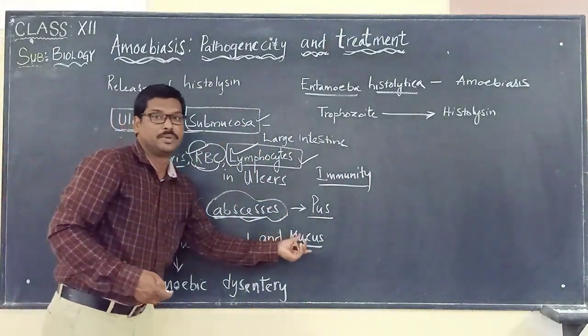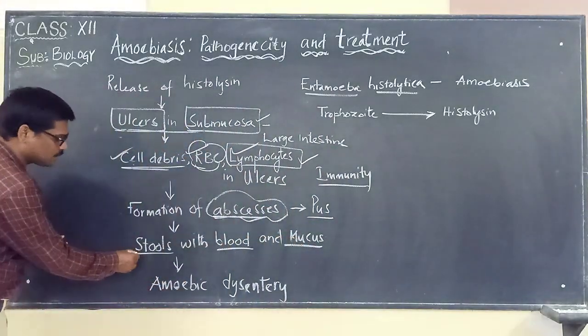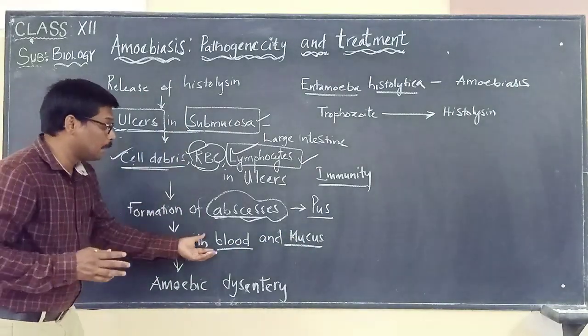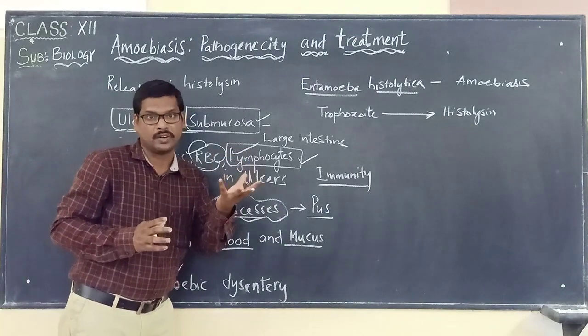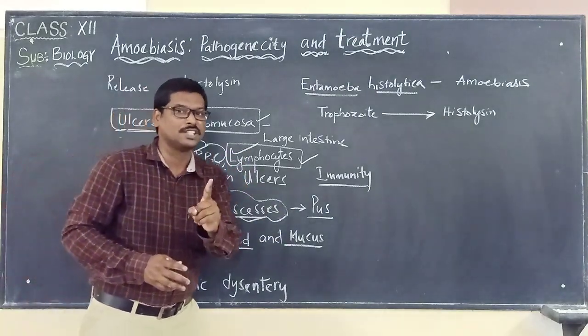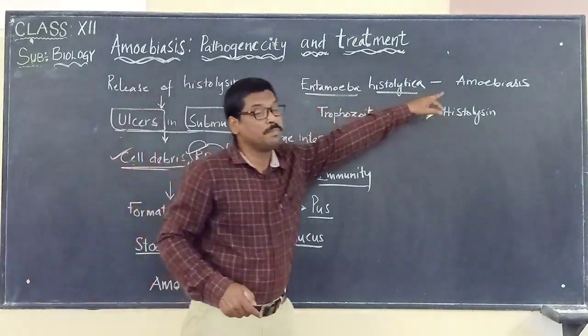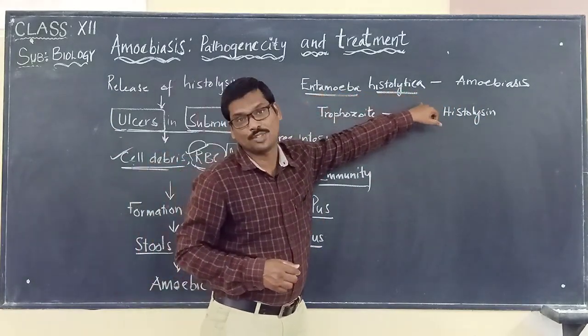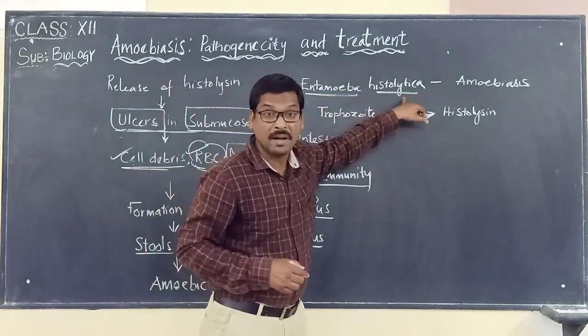The blood and mucus, that fecal matter, we are also calling it as what? Stool. We are calling it as stool. So stools with blood and mucus will be observed in the persons who are infected with what? Amoebiasis disease. Caused by which organism? Amoeba histolytica.